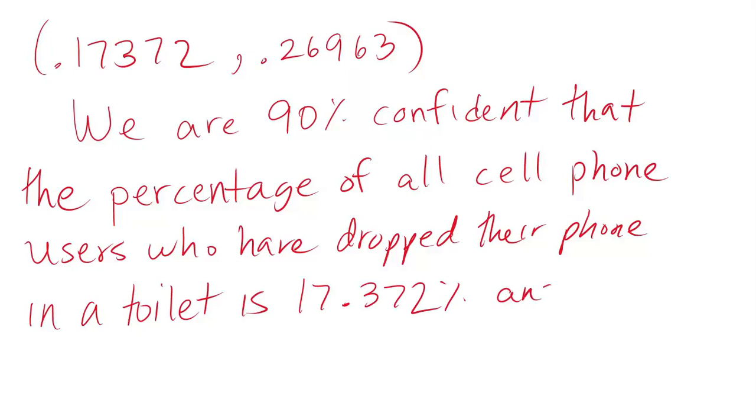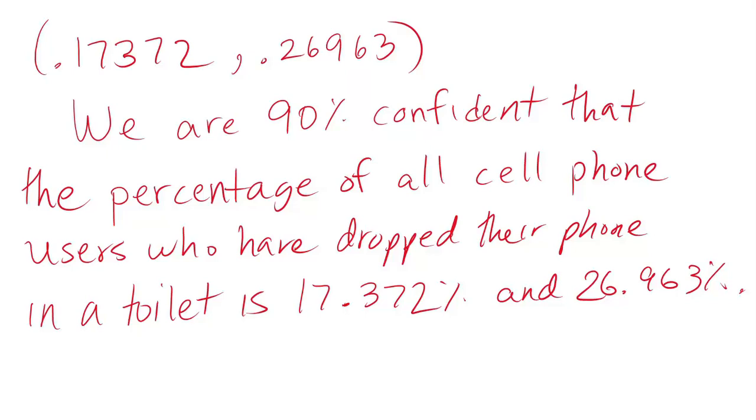17.372% and 26.963%. Again, I think that would avoid any confusion that somebody might have that maybe those decimals were supposed to be less than 1%. That's not what we mean here. So to be clear, I write these as percents if I use the word percentage.